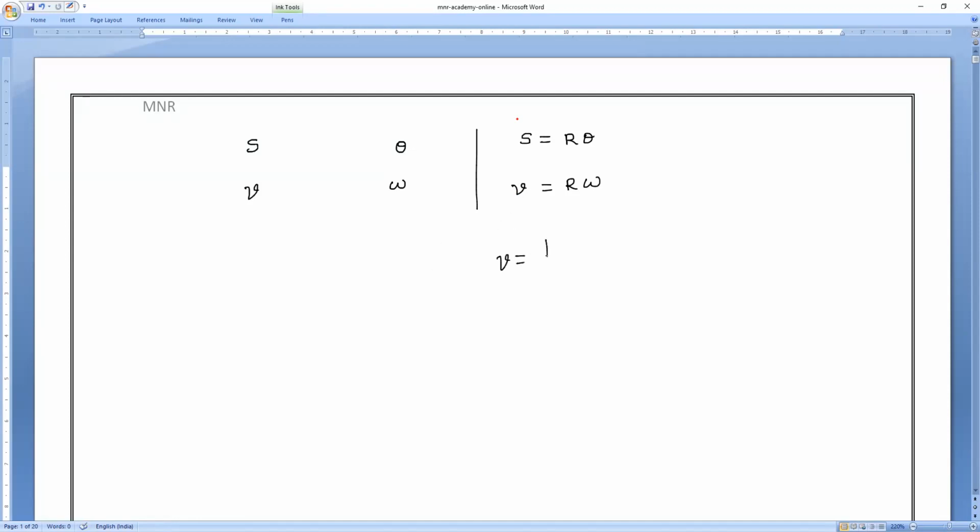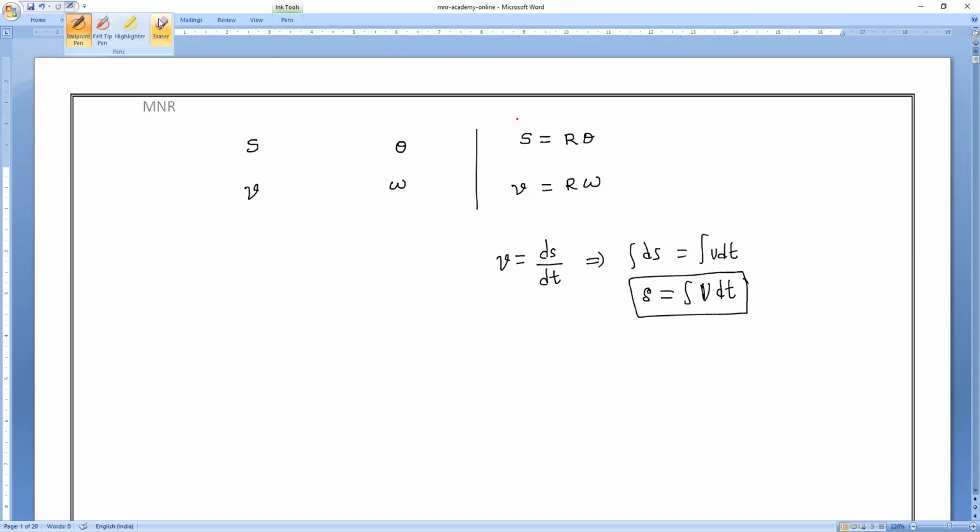Velocity is equal to displacement by time, that is ds by dt. If I apply integration, integration of ds is equal to integration of v dt. Integration of ds is s. So linear displacement is equal to integration of v dt. Right or not?